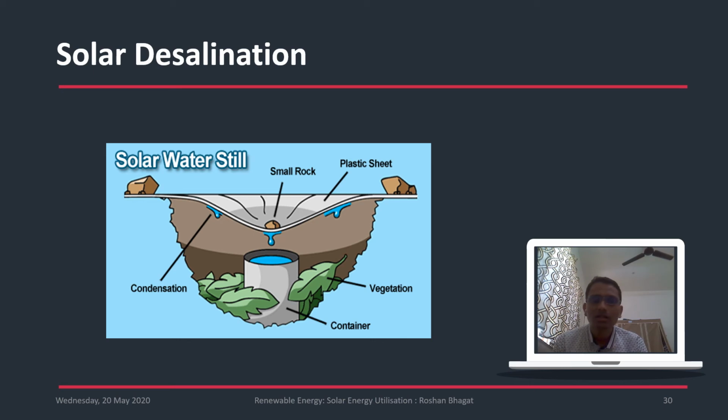For example, you have a container which has salt water. Let us keep one container in between the salt water, cover it with a plastic wrap, and keep a stone or one heavy thing at the center. What will happen is, because of the heat which is trapped, some evaporation will take place, and that results in droplets of water which are collected at the central container. So this is one example in which saline water can be converted into fresh water.